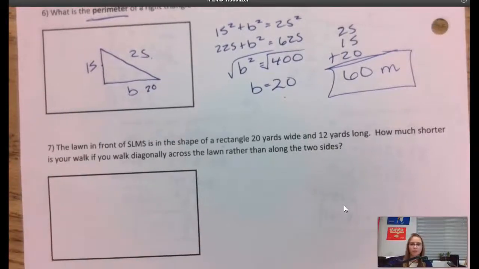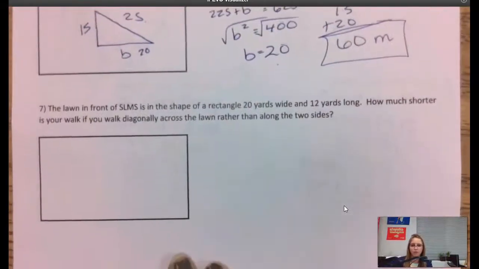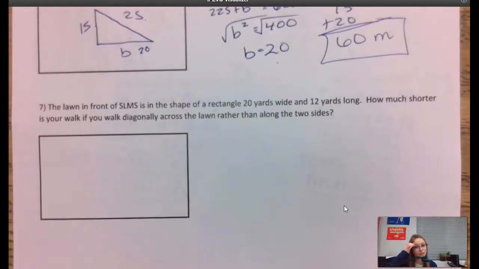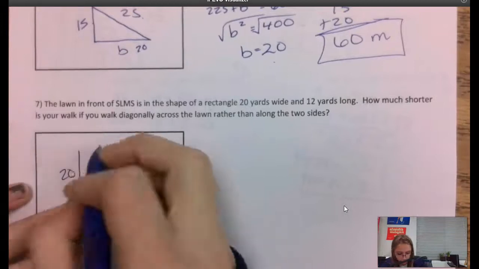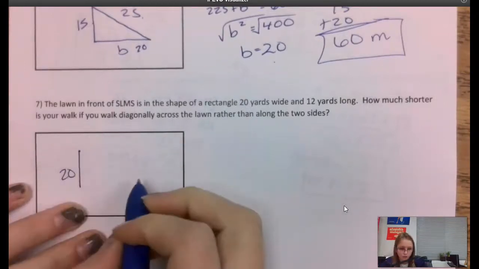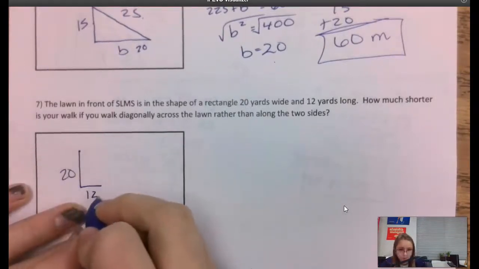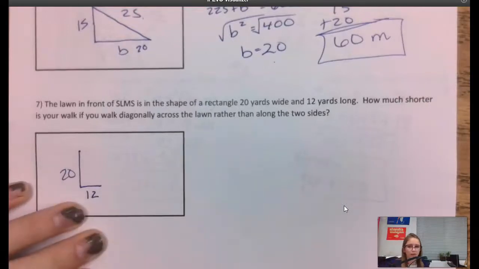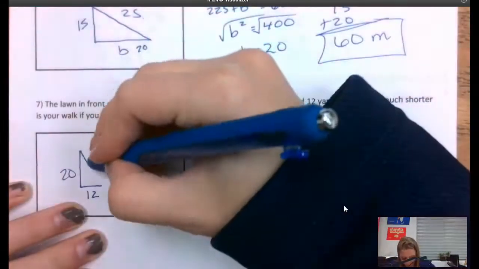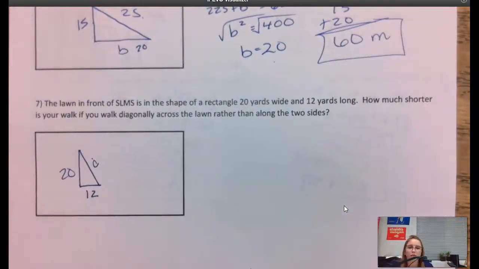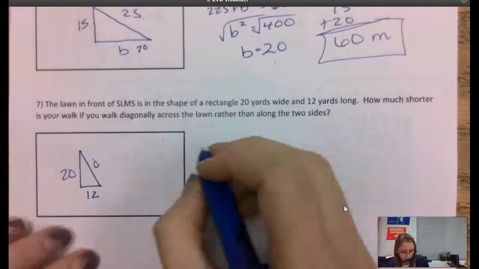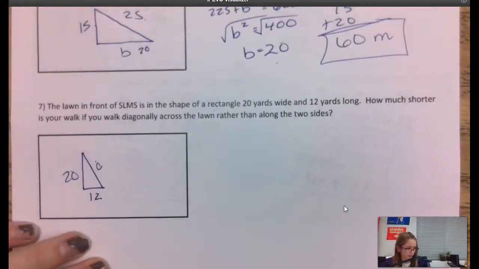Okay, now here we go. The lawn in the front of SLMS is the shape of a rectangle that is 20 yards wide and 12 yards long. And then we need to find that hypotenuse, okay? So then it says, how much shorter is your walk if you walk diagonally rather than along the two sides? So here we go. First we need to figure out what that length is, okay?